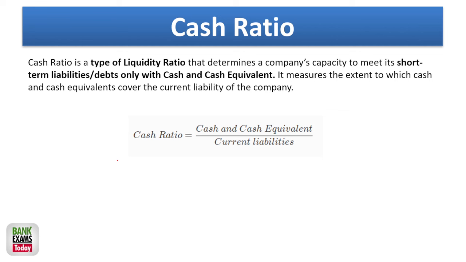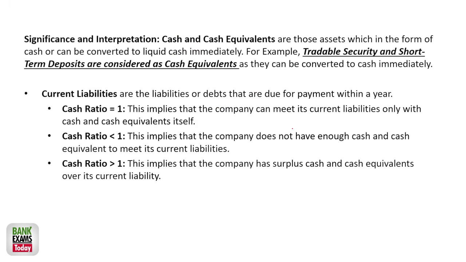Moving forward to the cash ratio. So cash ratio means the company's ability to meet its short-term liabilities or debt only with cash. So cash ratio is equal to cash and cash equivalent divided by the current liabilities. So a cash ratio of 1 means the company has enough cash with itself to meet its current liabilities, right? If it is less than 1, company doesn't have enough cash. If it is more than 1, that means the company has surplus cash.